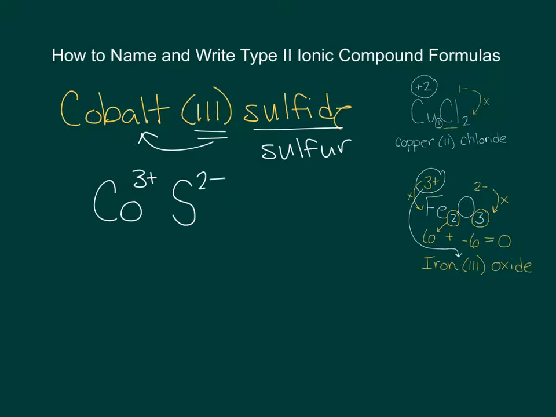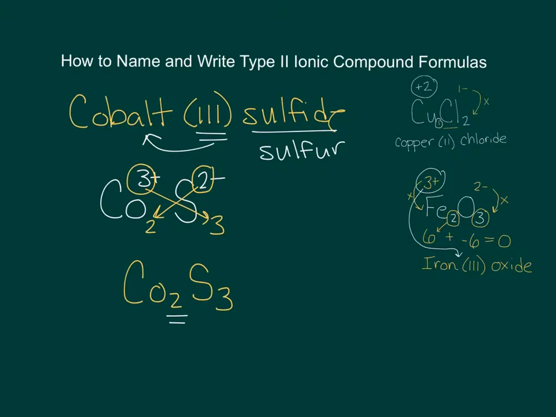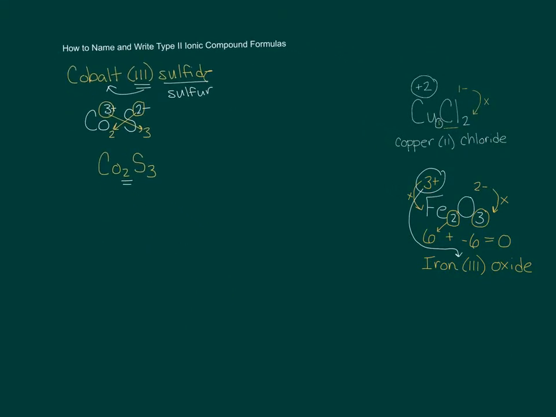To write the formula then, we are going to simply crisscross down the charges and rewrite that as Co2S3. That is cobalt(III) sulfide. Realize again that the 3 does not tell us how many atoms of cobalt we have, but instead tells us the charge of cobalt. All right, let's do one last example here.